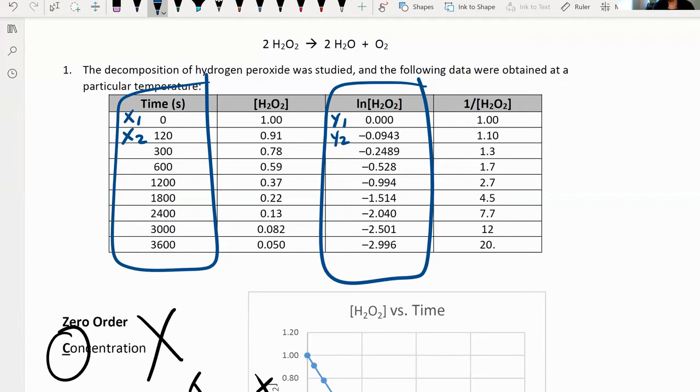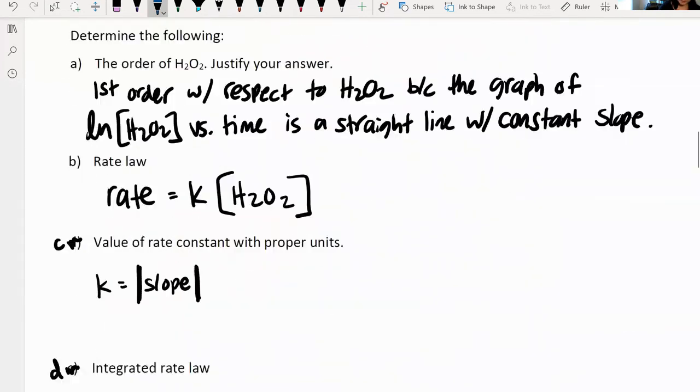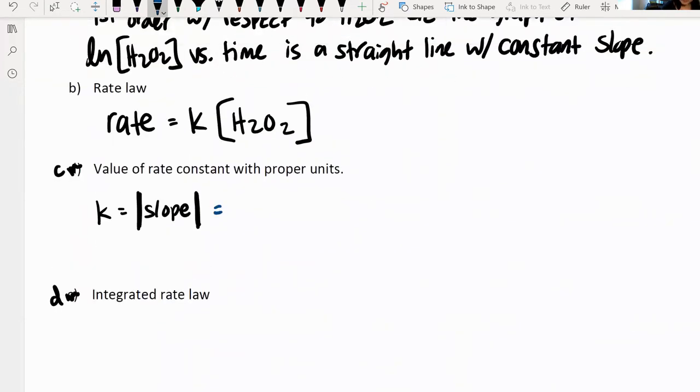You're calculating rise over run: y2 minus y1 over x2 minus x1. Okay, and so that's what we're going to do here. Slope will be equal to y2 minus y1 over x2 minus x1. And again, it doesn't matter which two you pick, but I'm picking those two.